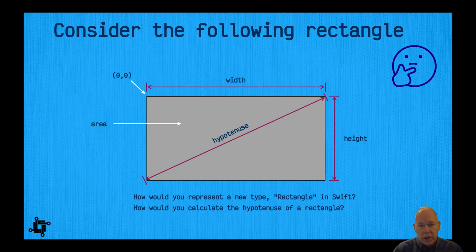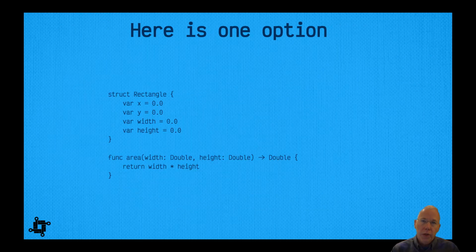So when we look at this, how would we represent a new type rectangle in Swift? And how would we calculate the area and the hypotenuse of this rectangle? So here is one option.